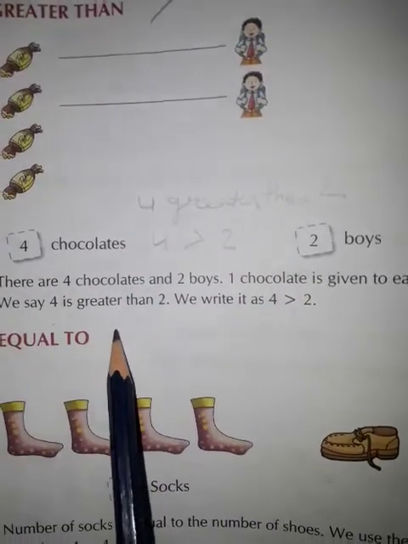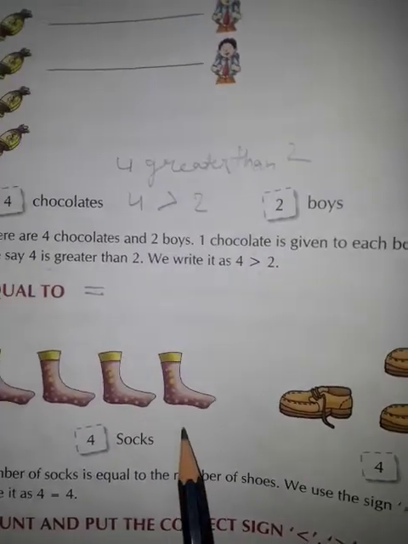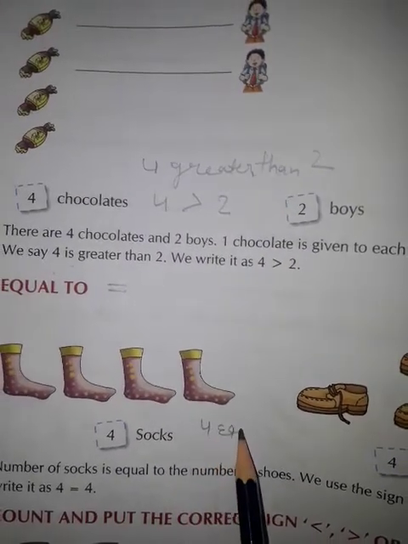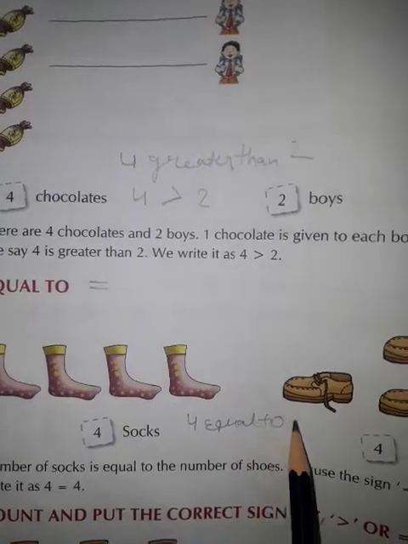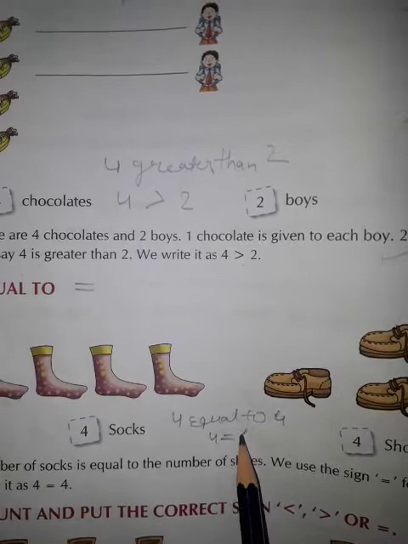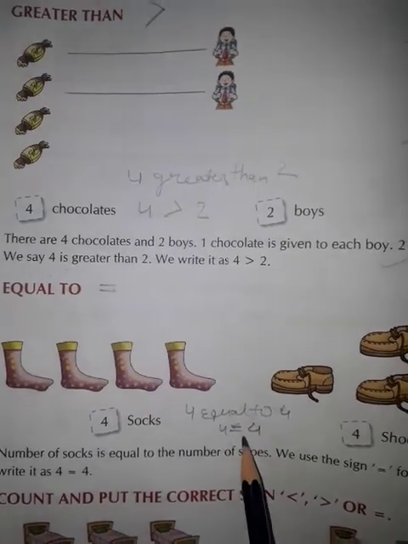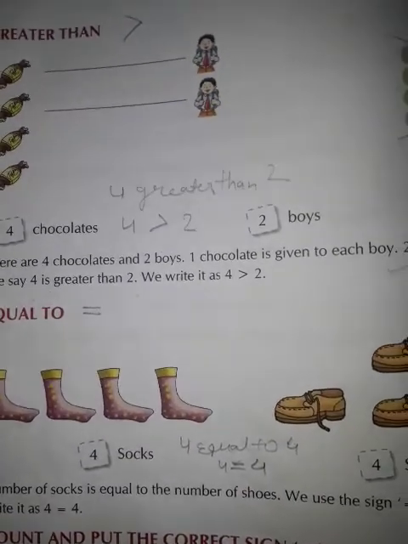So what is the sign of equal to? This is the sign of equal to, and we can say that 4 is equal to 4. So how can we write it? We put this sign. This is the sign of equal to: 4 is equal to 4. Is it clear to all of you?